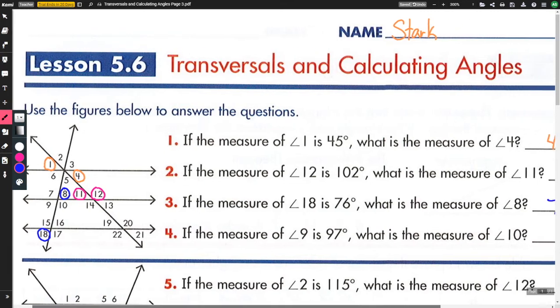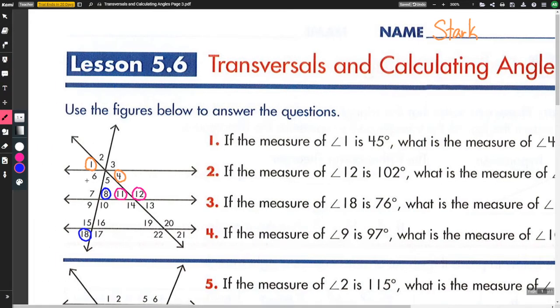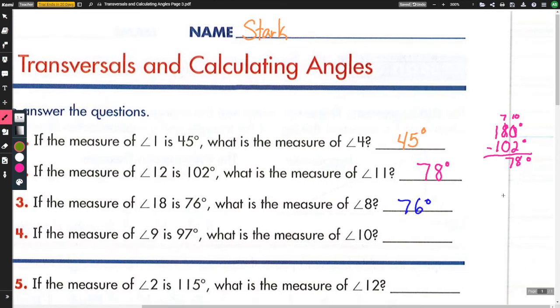Okay, number 4. If the measure of angle 9 is 97, what is the measure of angle 10? Here's 9, here's 10. Again, they are forming a straight line just like 11 and 12. So we do the same thing: 180 minus 97. So my answer is 83.